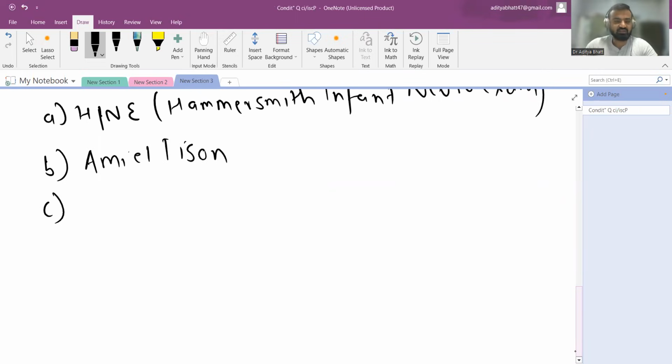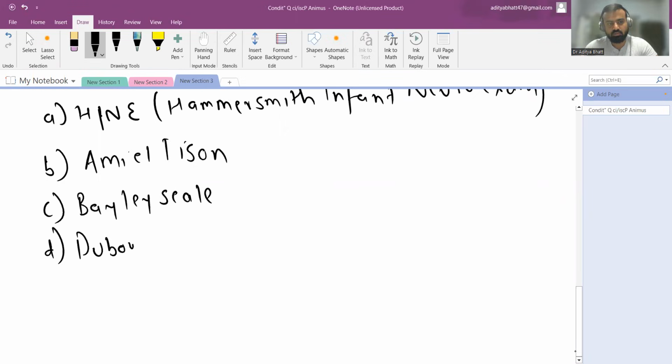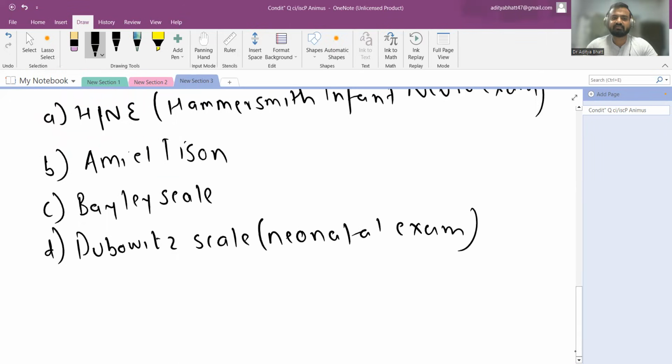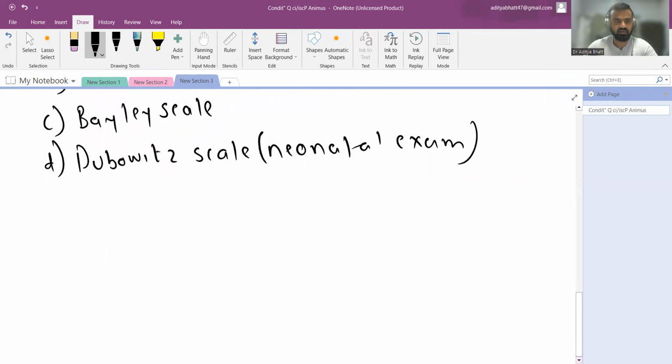Then next is Bayley scales of development of toddlers and infants. Then there is the Dubowitz scale. Dubowitz scale of neonatal examination, neonatal exam. Now the most important amongst them is Hammersmith HINE. Okay, HINE. Now what is this HINE?